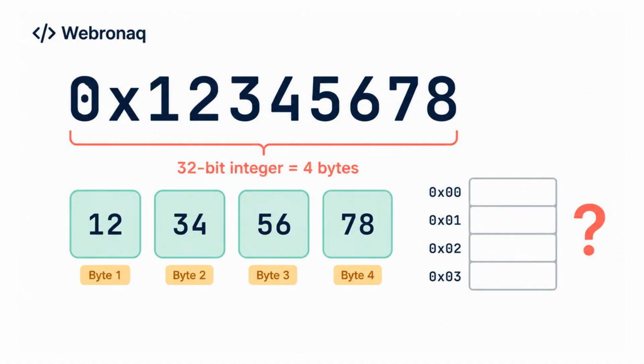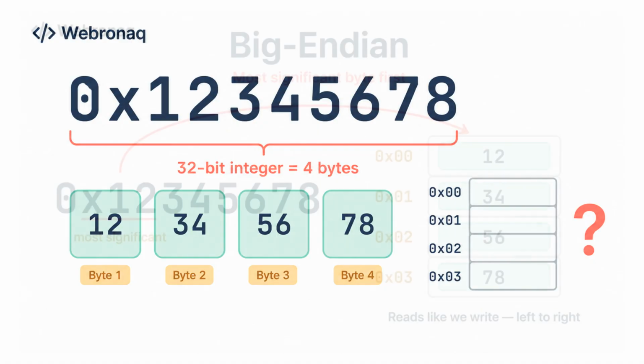And that's where the question shows up. Which byte goes into the first slot? Do I start with 12, the most significant byte? Or do I start with 78, the least significant one? Both choices work. Both are valid. And that single decision is what Endianness is all about.